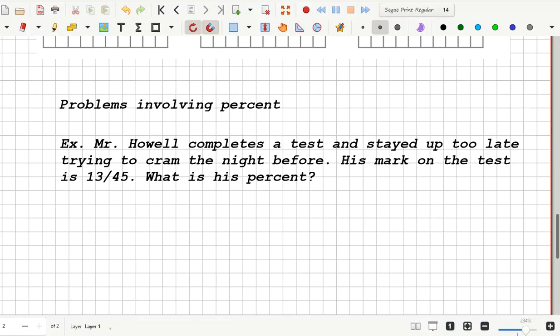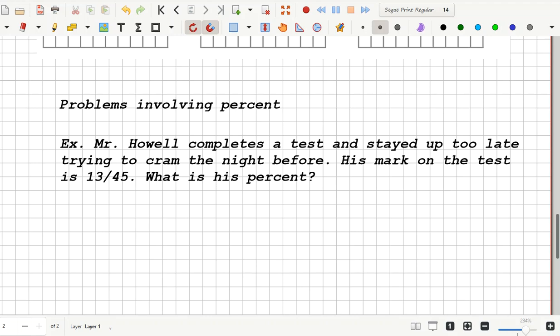Okay, so Mr. Howell, it's me, completes a test, but stayed up way too late trying to cram the night before. His mark on the test is 13 out of 45. That's awful. Probably because I'm sick right now. So I probably stayed up too late because I was not feeling well, and then I took the test anyway. What is his percent?